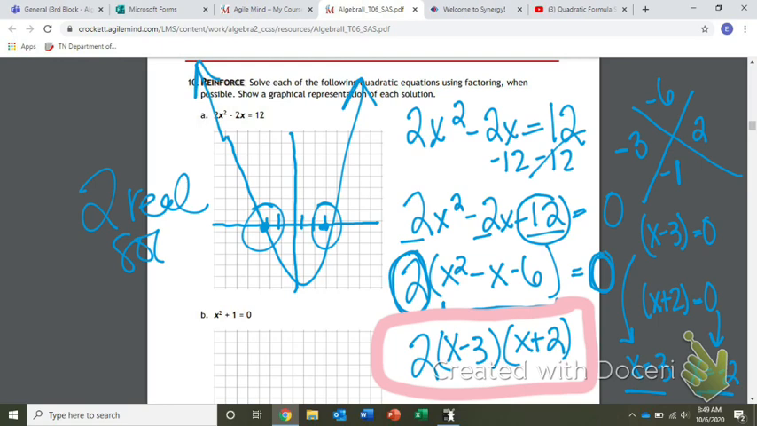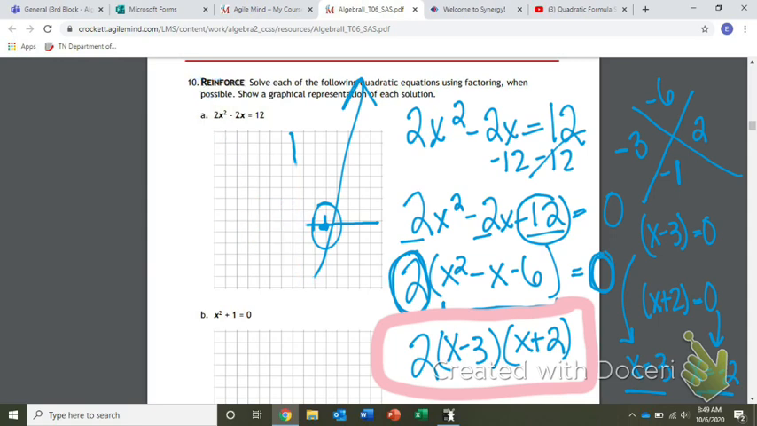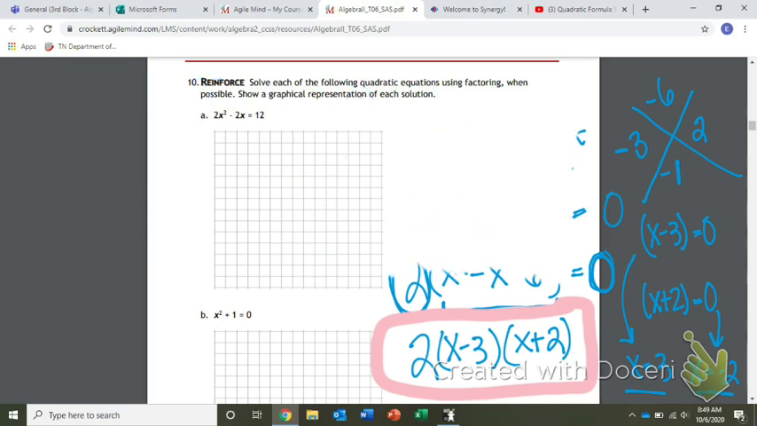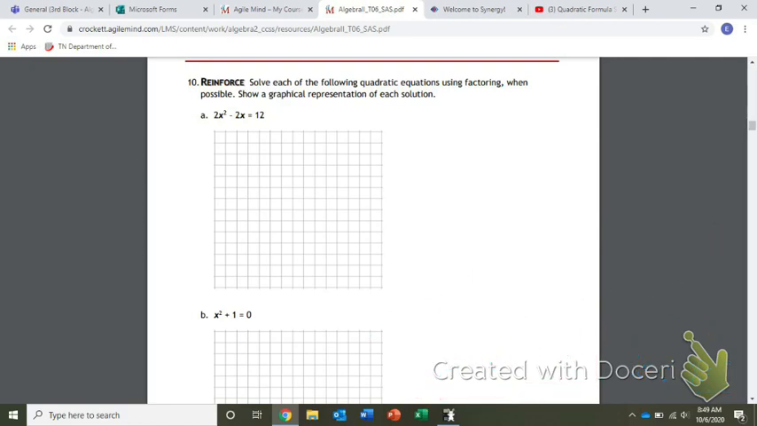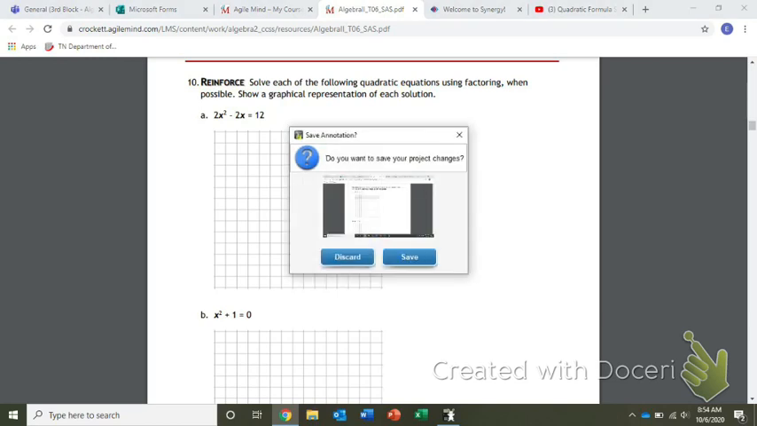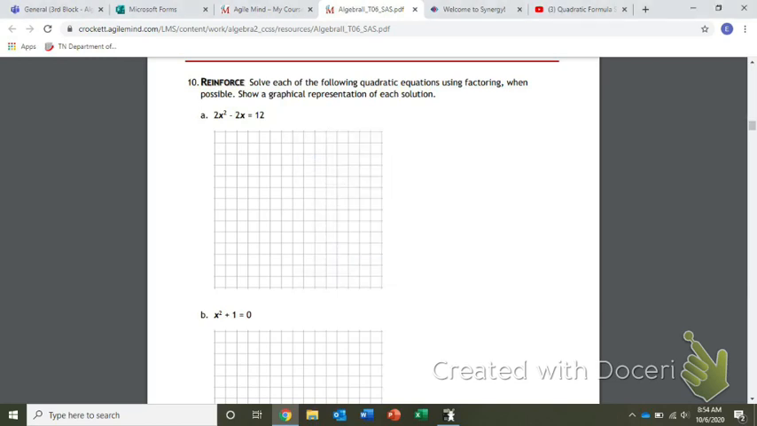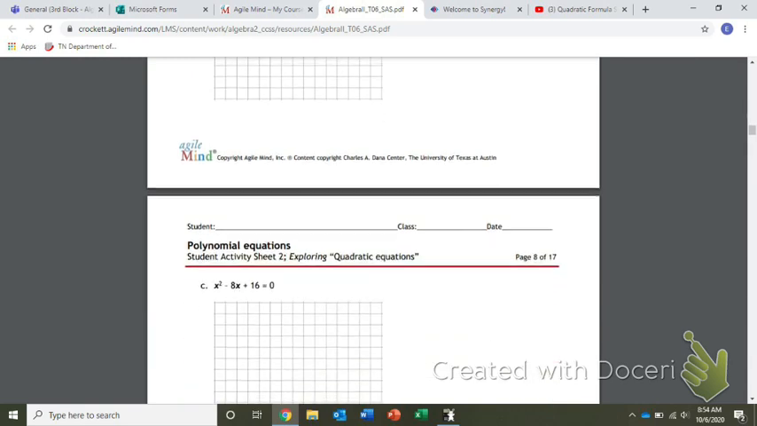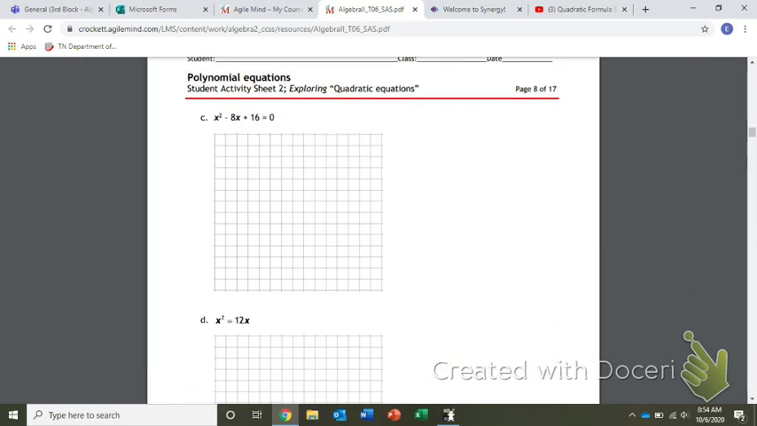Now, I want you to try B. All right? Try B. If you can't factor it, then you must know that it doesn't have a real solution. Okay? So try B, and C. I'm going to check these tomorrow to see if you tried them.